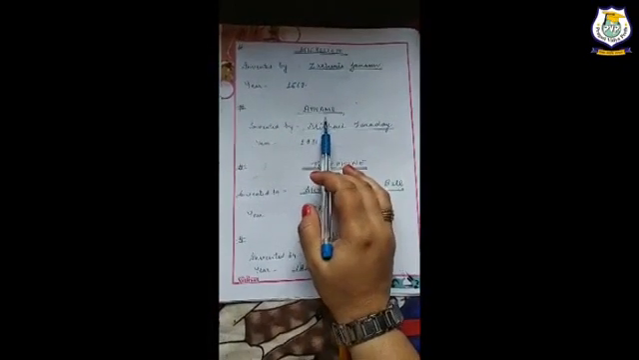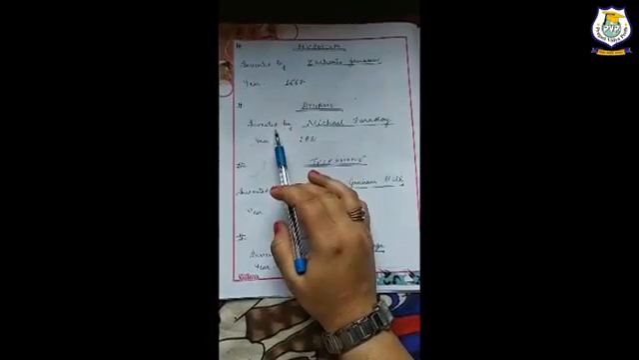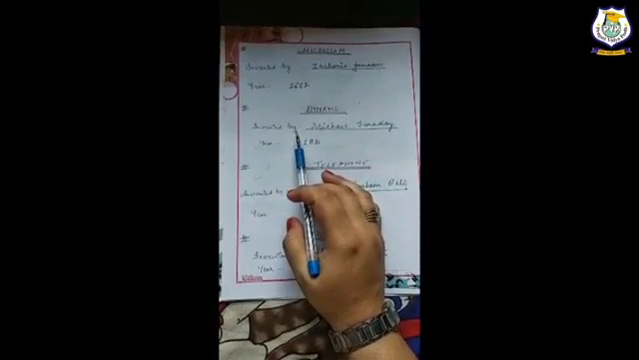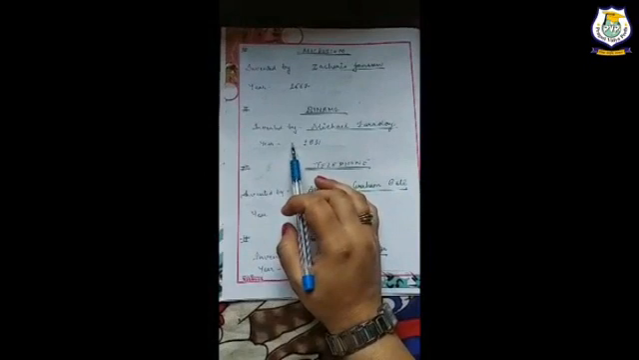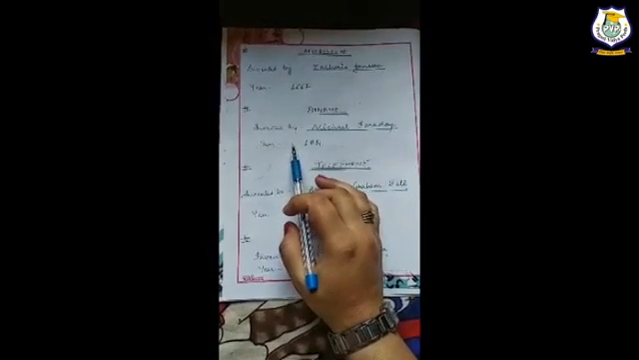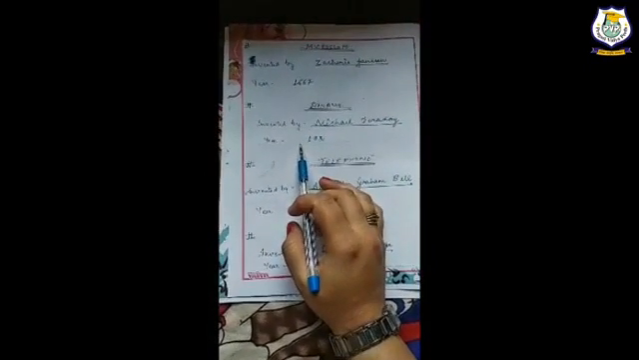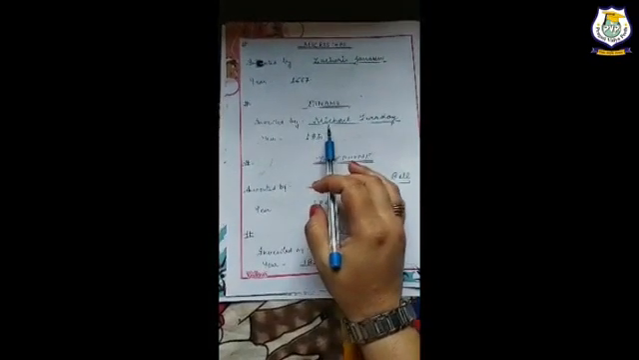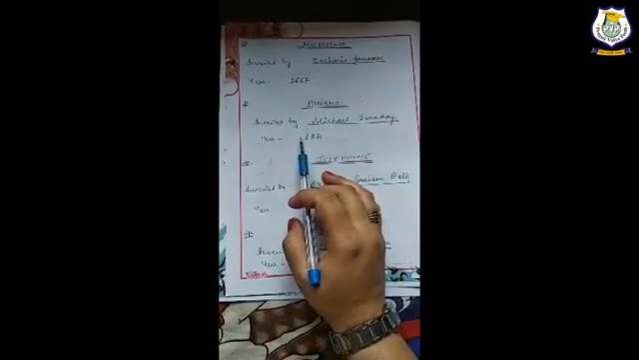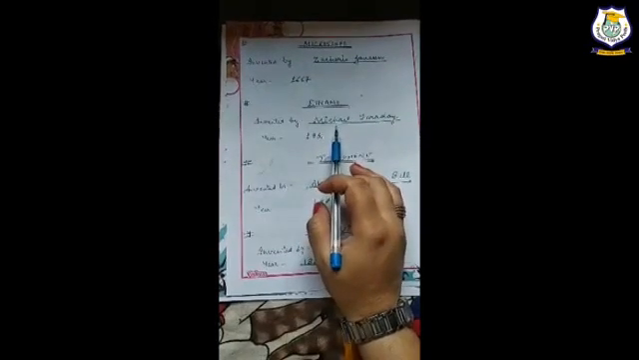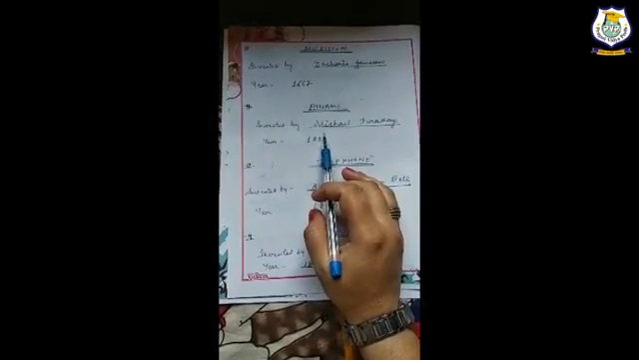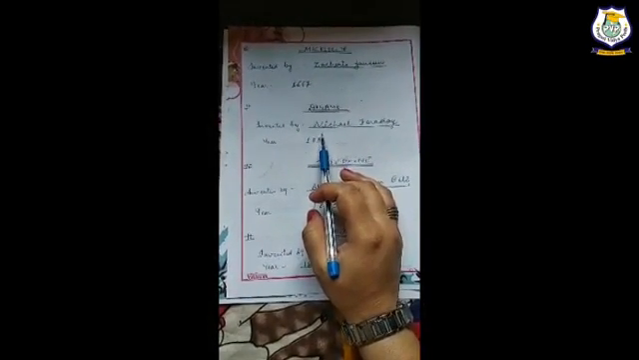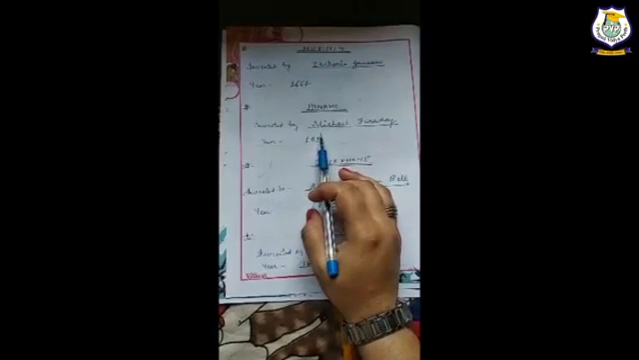Our next invention is dynamo. Students, dynamo was invented by Michael Faraday in the year 1831. Students, dynamo is an electric generator that creates direct current. Dynamo were the first electric generator capable of delivering powers to industries, factories, etc.